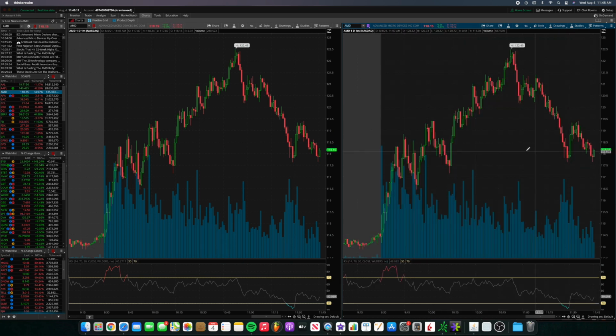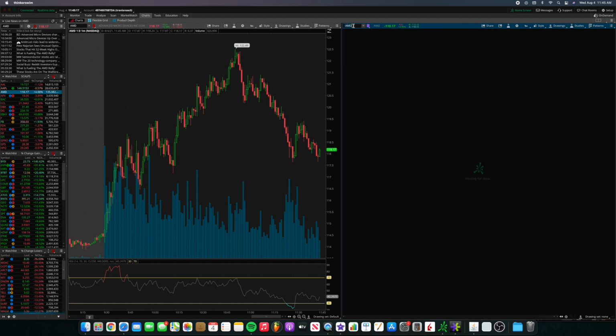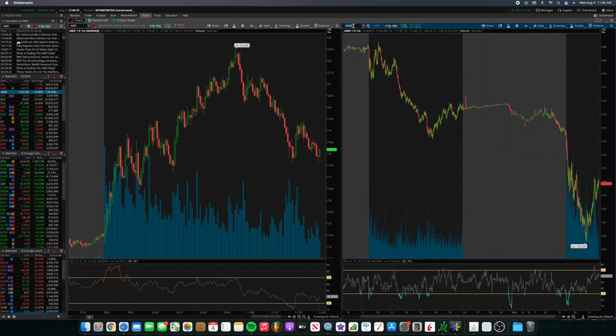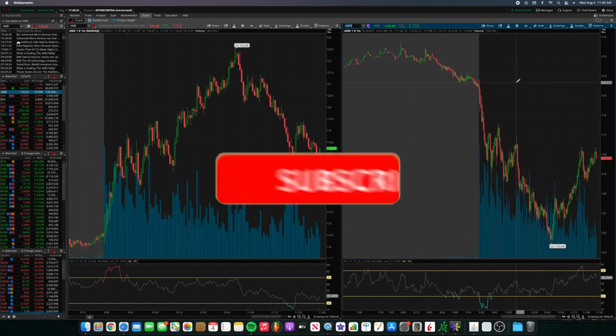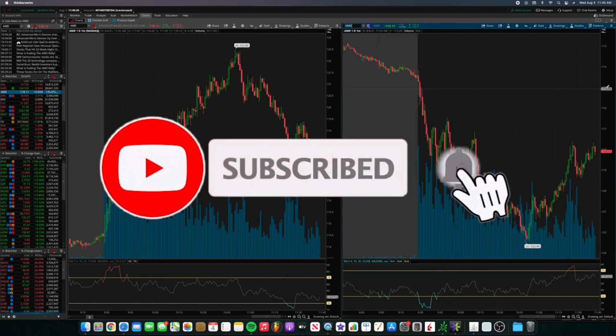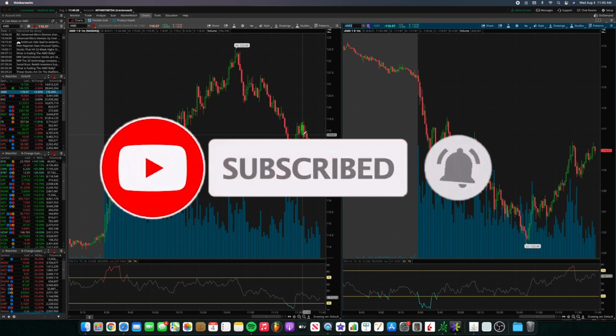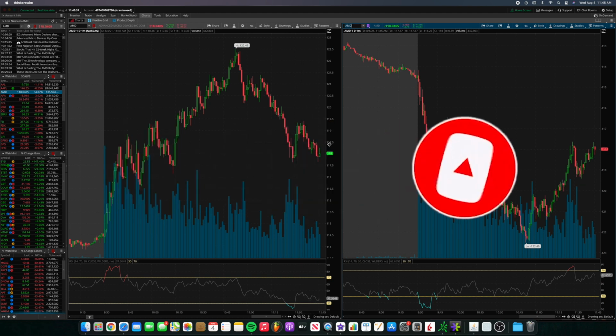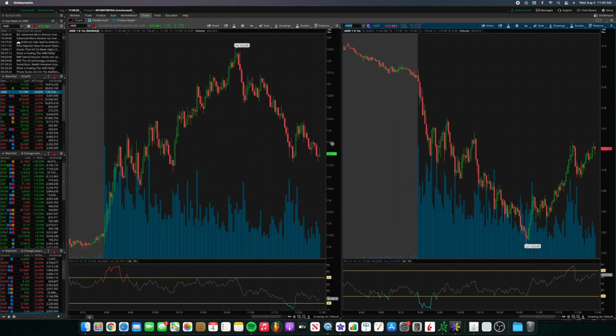Now on the right side of the screen, what I'm going to do is actually put a minus in before the stock symbol AMD, and that minus is all you need to put in order to find the inverse chart for any stock. So now on the right side of the screen, we have the chart that is the polar opposite, or the inverse, of the chart on the left. And what this does is kind of lets you see things in a different perspective.